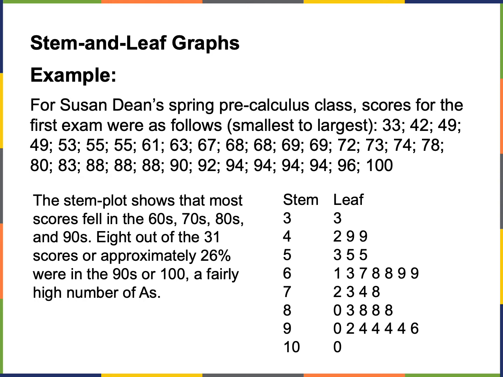So what does this mean? If you want to analyze this data, we're talking about test scores. Most of the scores are 60s, 70s, 80s, and 90s. 8 of the 31 scores were in the 90s or 100, so that's pretty good. That's a high amount of A's. All right, let's continue.